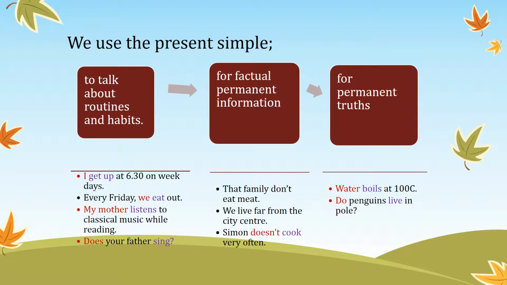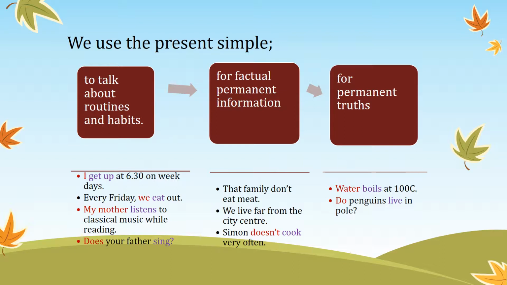For example, my mother listens to classical music while reading. If the sentence is negative, we use the base form of the verb, I mean without s. For example, Simon doesn't cook very often. When we ask a question, either yes/no or WH question, we use the base form of the verb, not with s, next to the verb, if the subject pronoun is he, she, or it. So look at the example. Does your father sing?